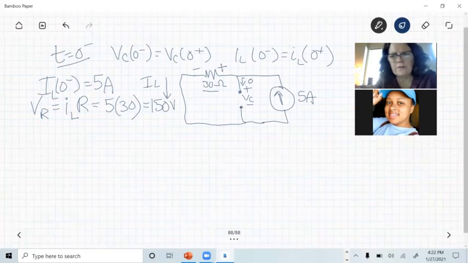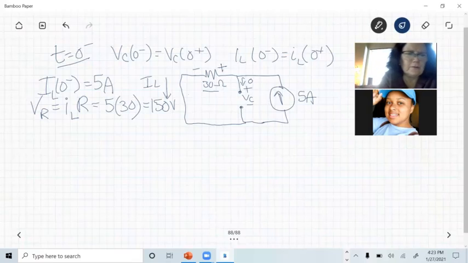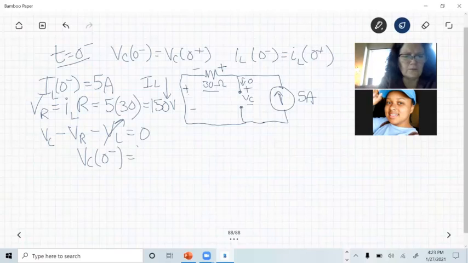If you can't jump to that conclusion, you could always write KVL around this loop, and you get VC minus VR, and we'll put the inductor in here, minus VL equals 0. VL is 0 because it's a short, so VC just equals VR. VC of 0 minus equals VC of 0 plus equals 150 volts.